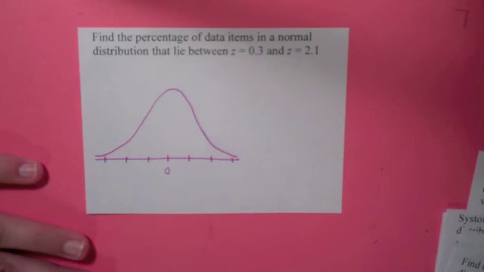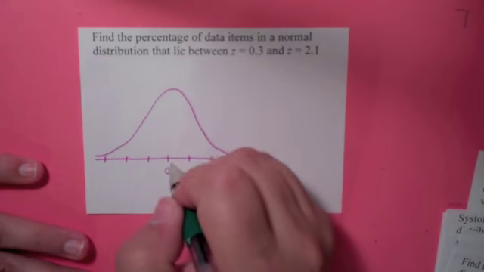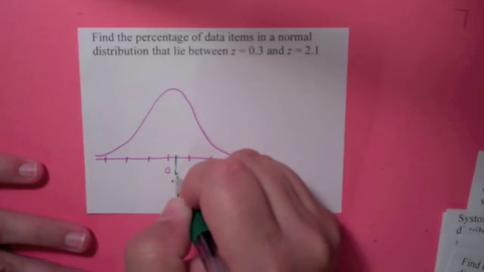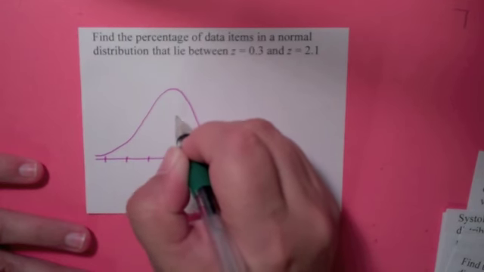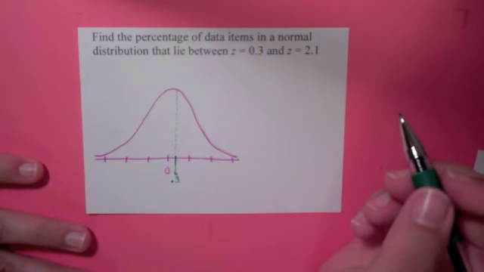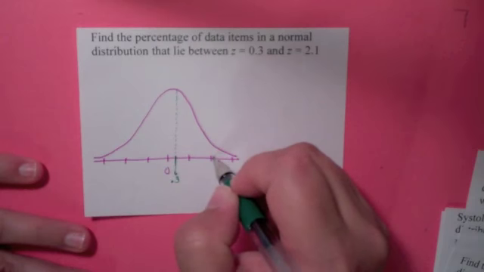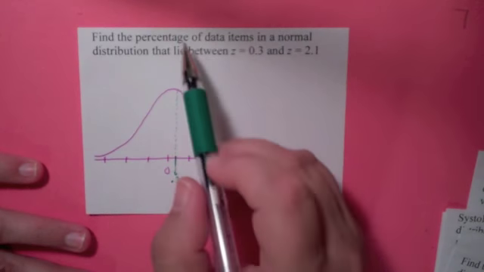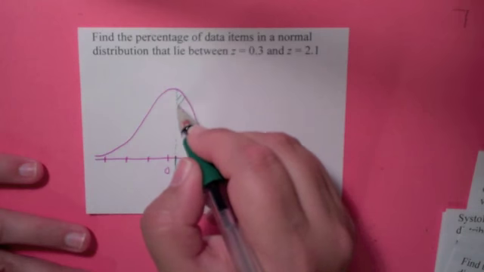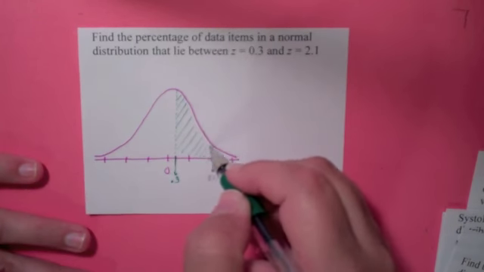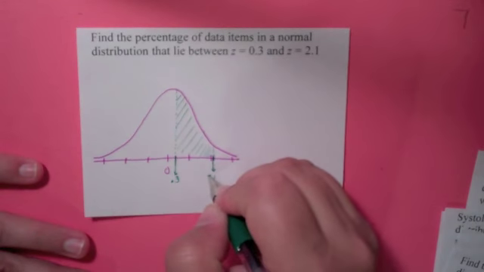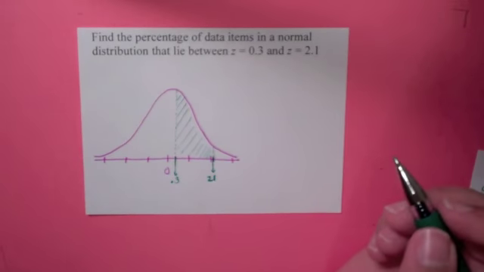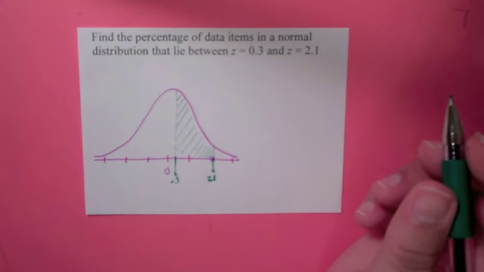Okay. I'm going to locate the z values they tell me, which is 0.3, which is about here. And 2.1, well, kind of here. And I want the data that is between. Well, data that would be between would be this part. Okay. All right. Well, let me go to my table. Again, when you're given a z-value, look it up in the table and work from there.